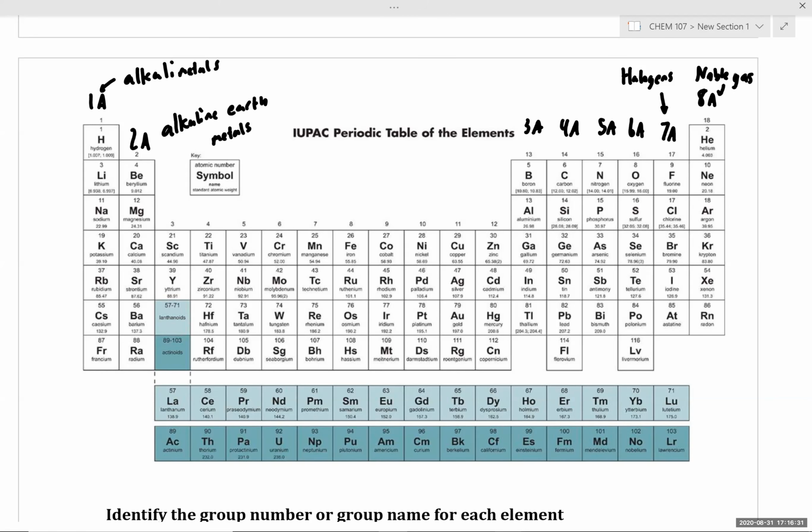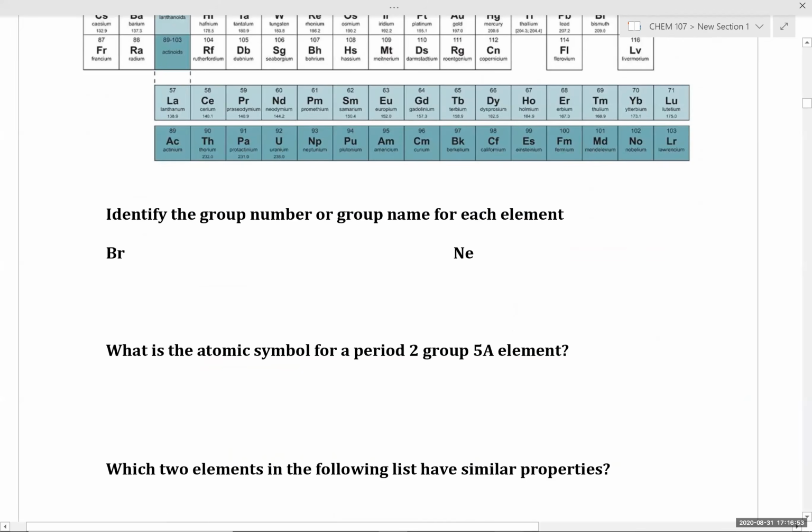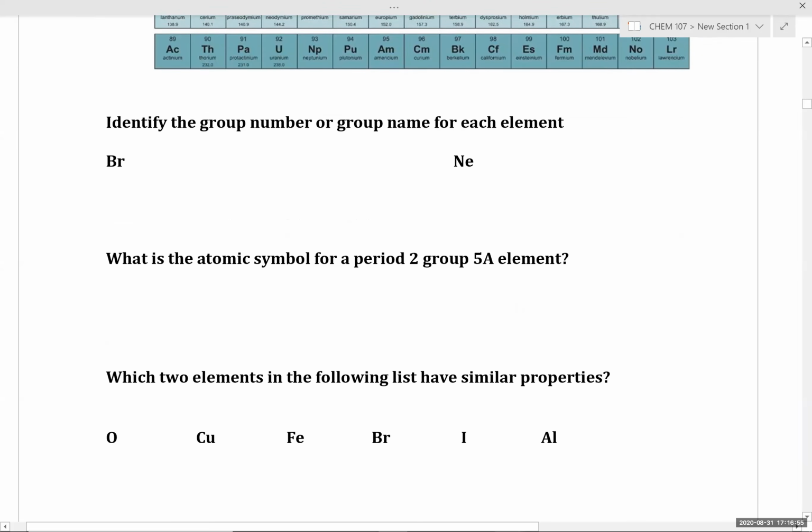So just as a reminder, this number above each column is known as the group number. And it's important to be able to identify a group number as it's tied to common periodic trends. So let's look at an example. We're asked to work through the following 3 little questions.